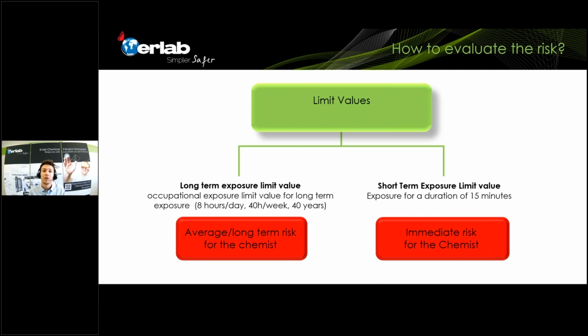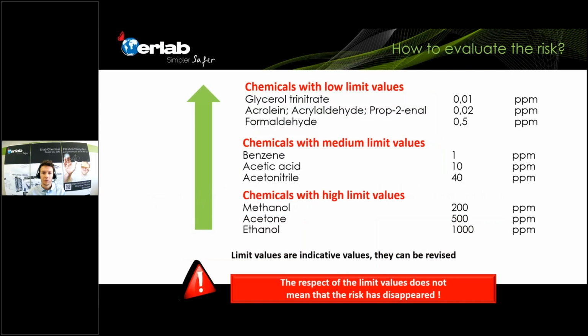And you always have two values. You always have one on the short term and one on the long term. Often the one on the long term will be higher than the one on the short term. So there is an immediate risk, or there is an average risk on the long term. So these are really important values to look at.